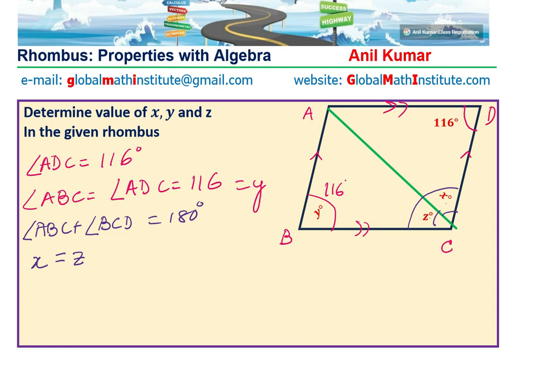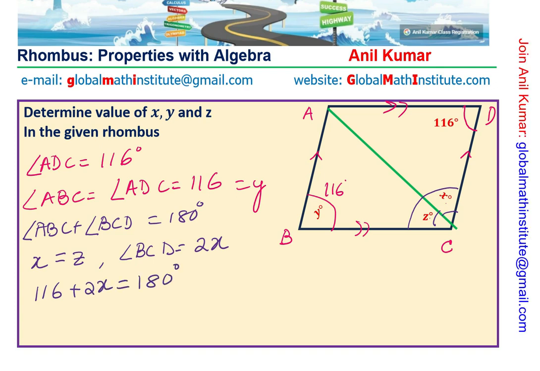Correct. So that means that the angle BCD can be written as 2x, which is x plus z. So now we can plug in the values. We know 116 plus 2x is equal to 180 degrees. And we can now find what x is equal to, right?